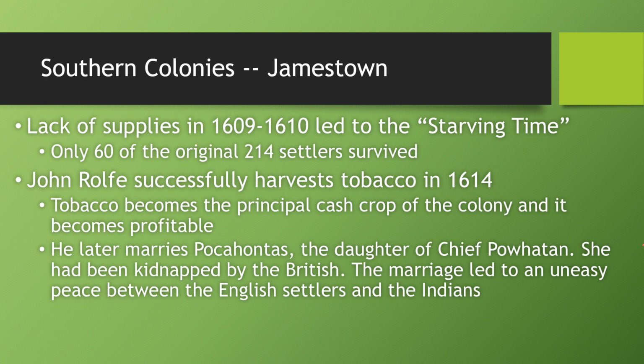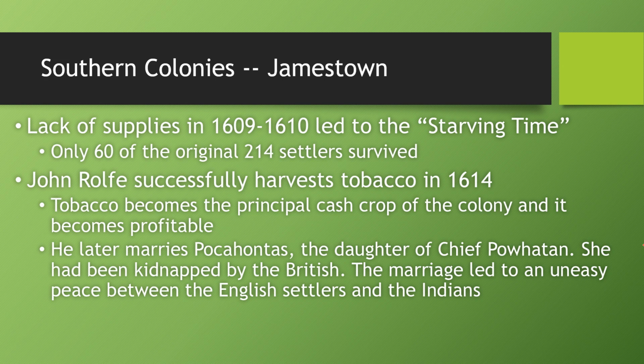And the colony ended up being successful because a man named John Rolfe is going to bring in a new form of tobacco from the West Indies. He's going to harvest this tobacco in 1614, and then tobacco is going to become the principal cash crop of the colony.